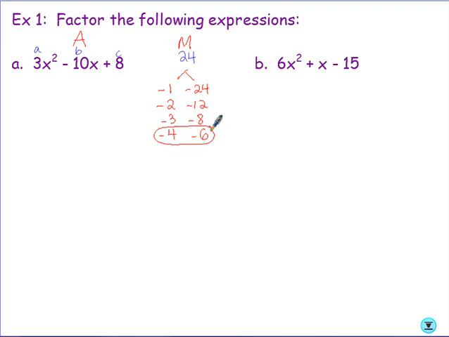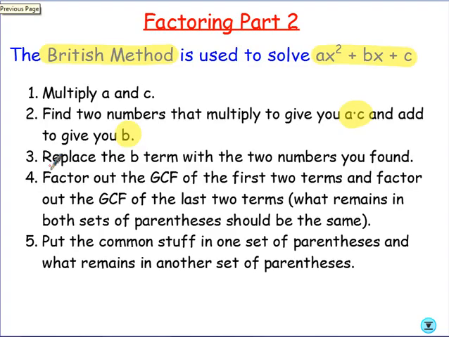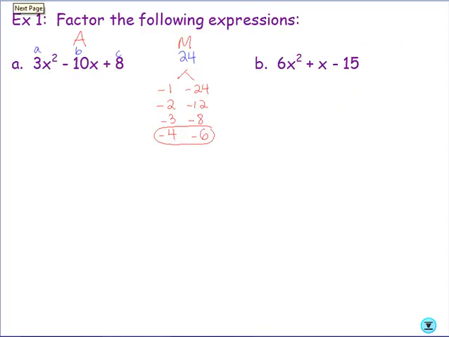Now this is where we get different. You're not putting those in parentheses. We got to look back at our instructions. Step number 3, we're going to replace the B term. Okay, the B term is going away, and it's going to be replaced with the two numbers we just found. So let me show you what that looks like. This guy is going bye-bye. These two numbers are replacing him.